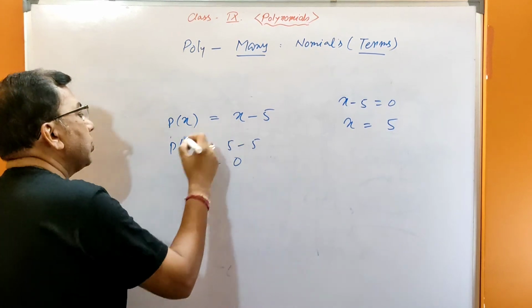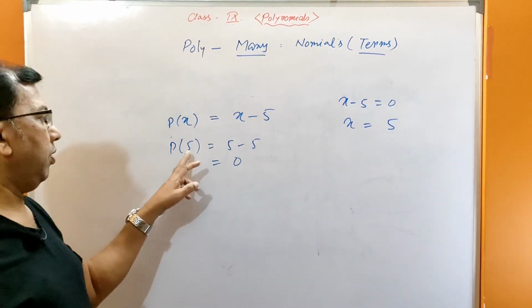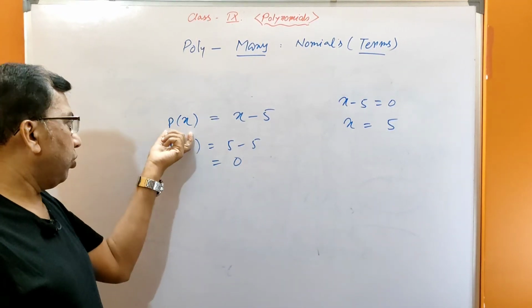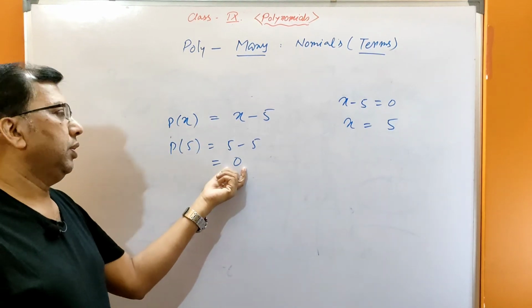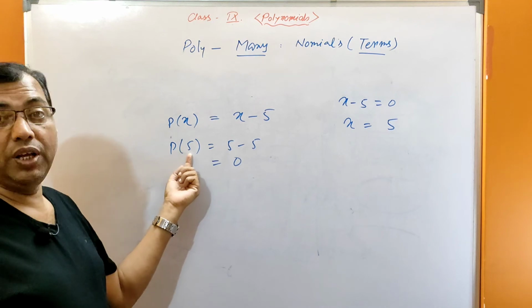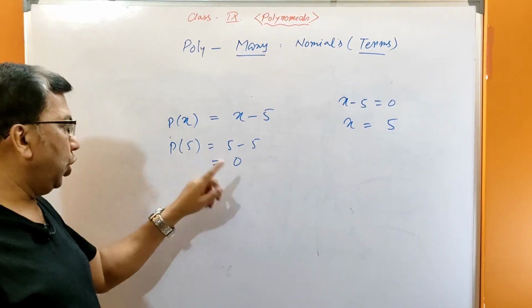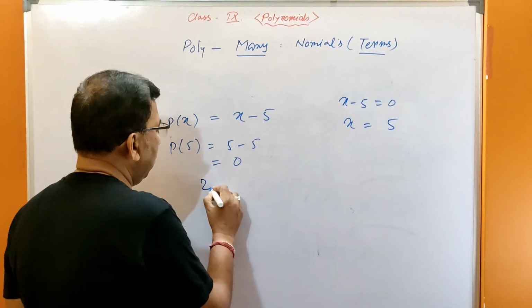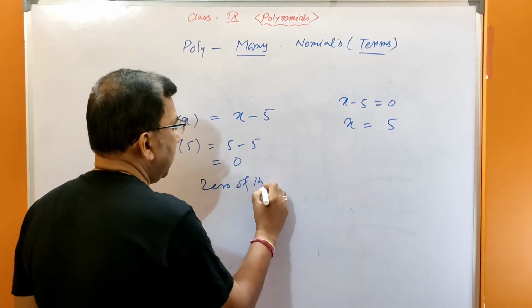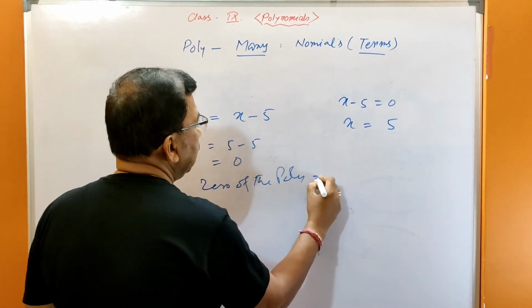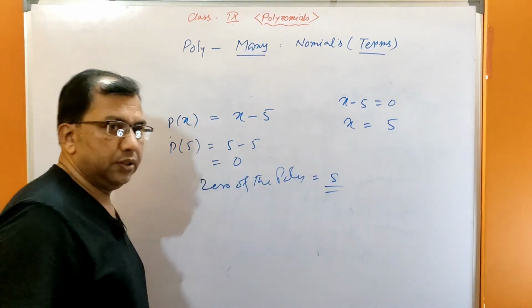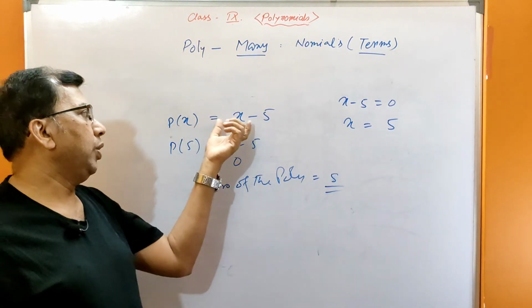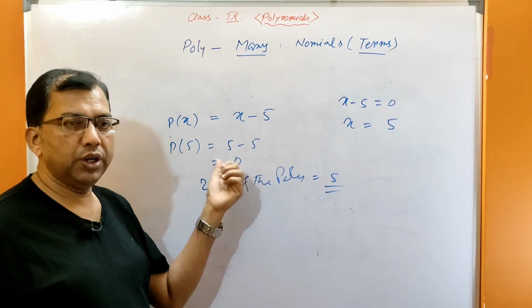So p(5) equals 5 minus 5, which is 0. So if you substitute the value of x as 5, the total value of p(x) will be 0. So as p(x) is 0, that means 5 is the root of the polynomial. So the zero of the polynomial is 5. Because if you put the value, the total value of the polynomial will be 0. Okay.